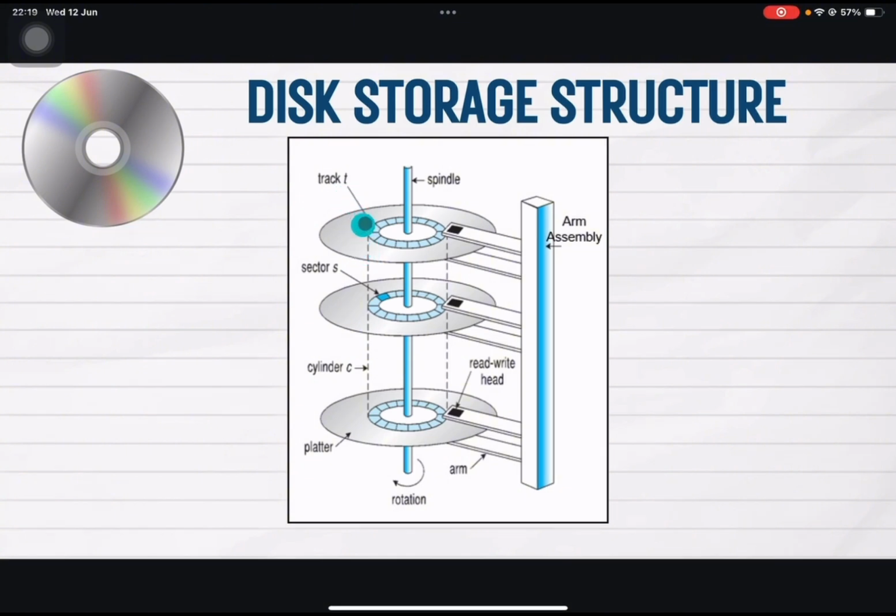So this is the track, the blue one, and part of it is the sector, and as you can see, this is the cylinder. It is created among the three platters of the track, and the spindle is going to be at the center of the platter.